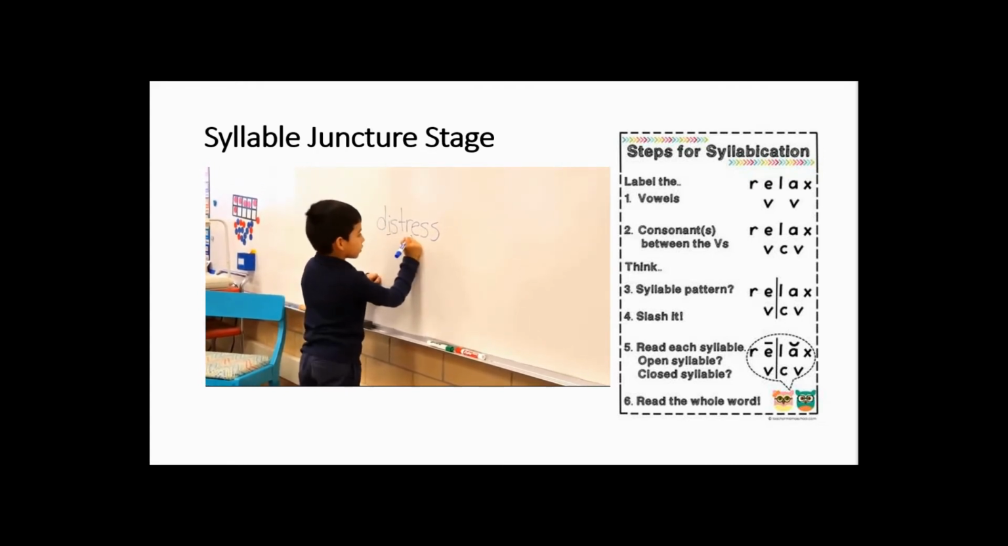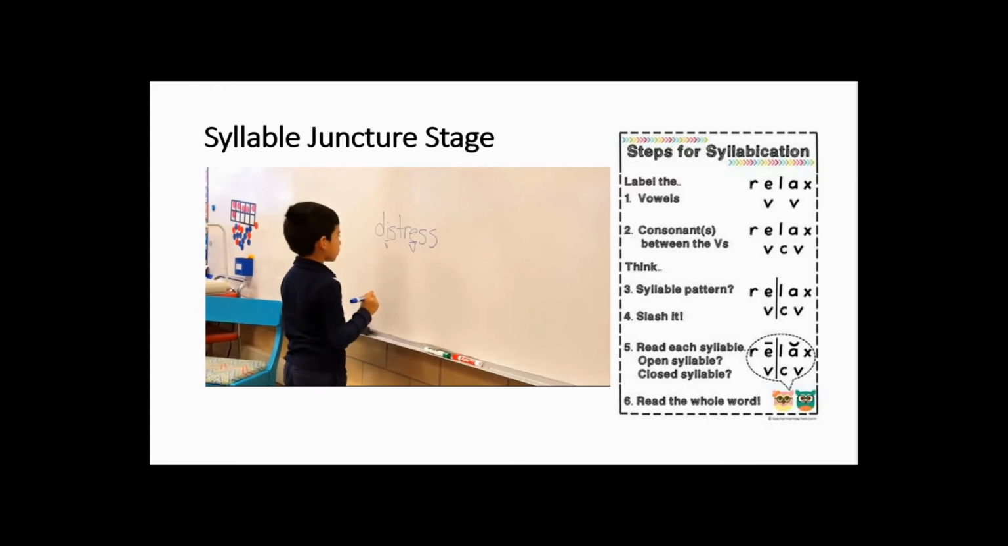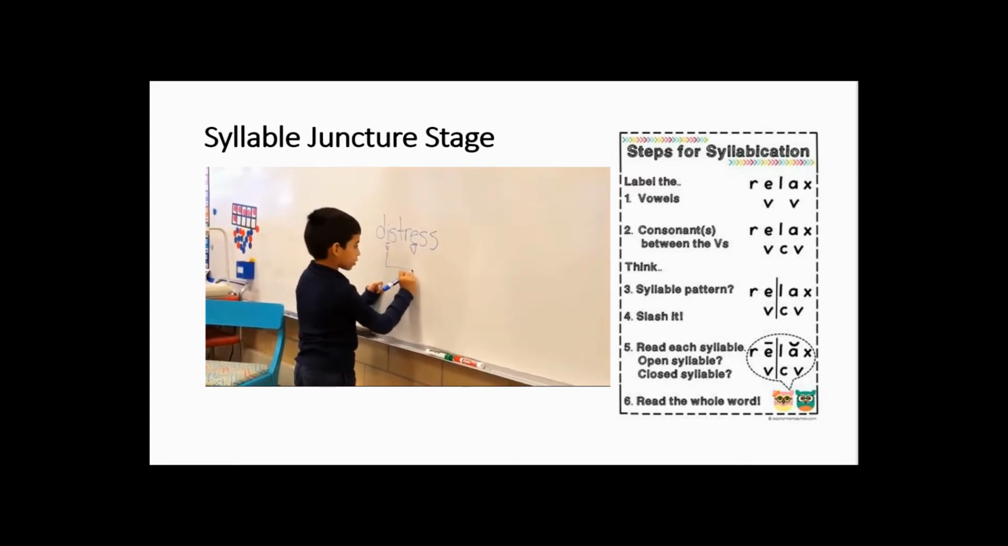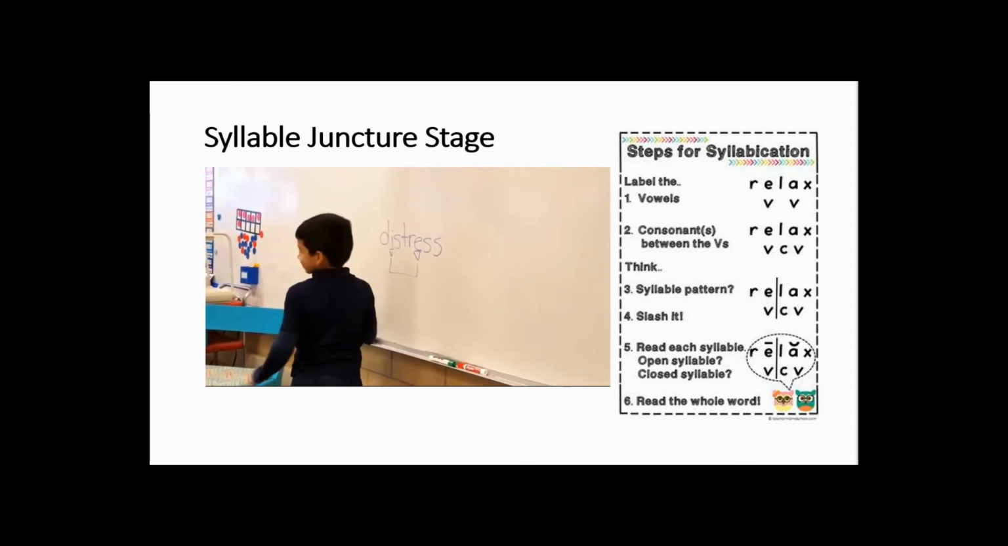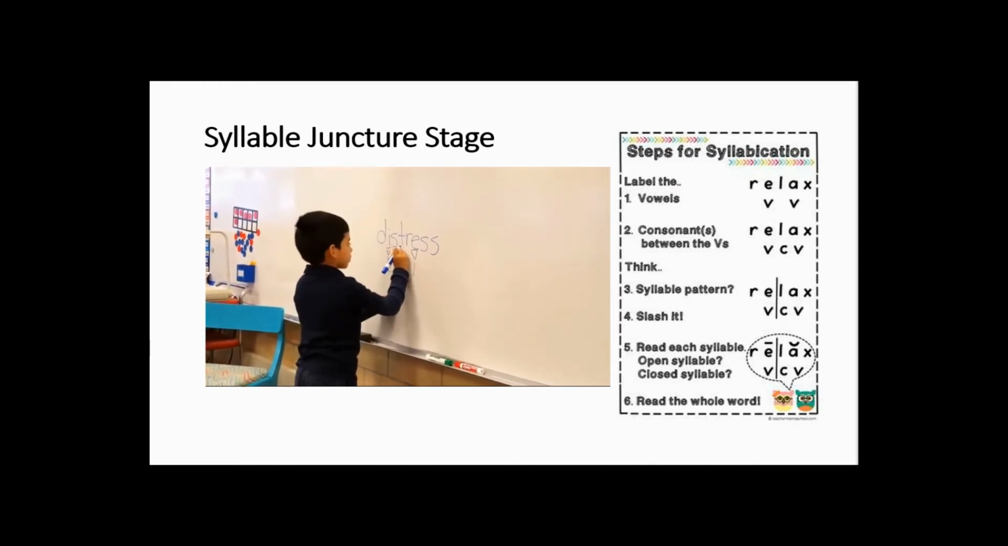Underline and label the vowels. What's our next step? Draw a bridge. Yep, draw a bridge. How many letters do you have on your bridge? 3. Can we have 3 letters on the bridge? Nope. So what do you got to do? Scoop them out, scoop them on up.